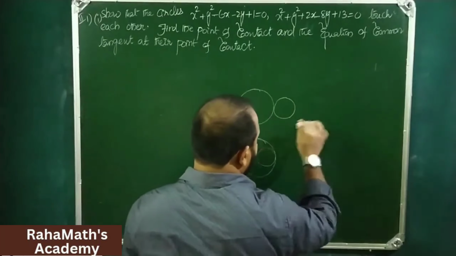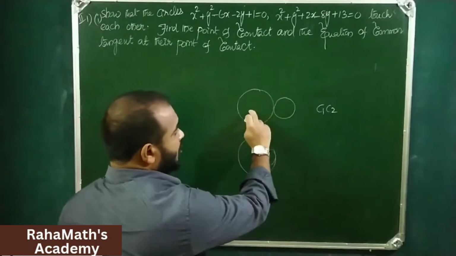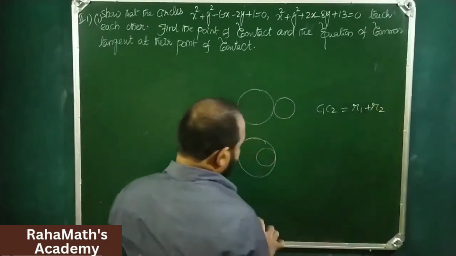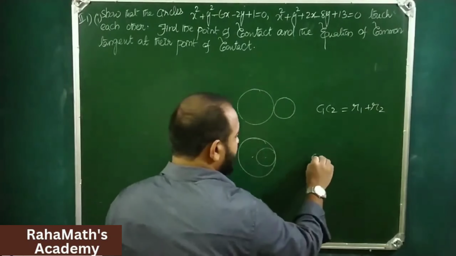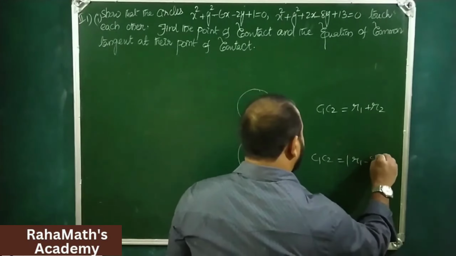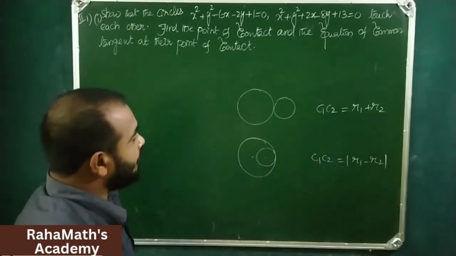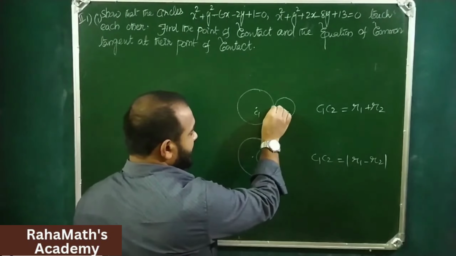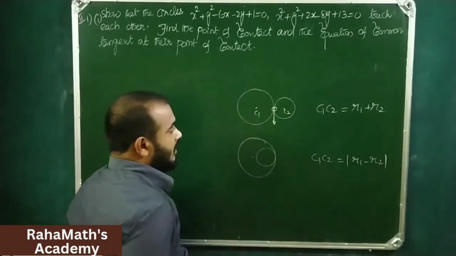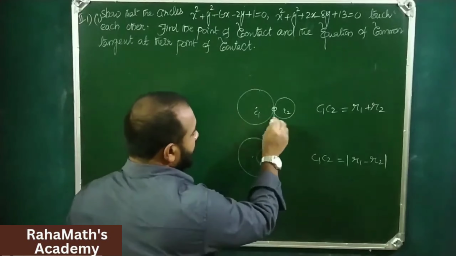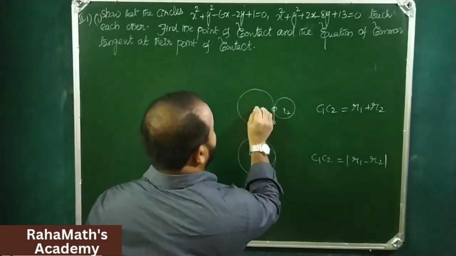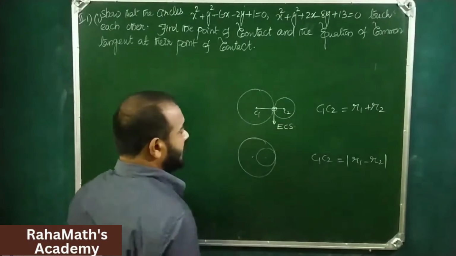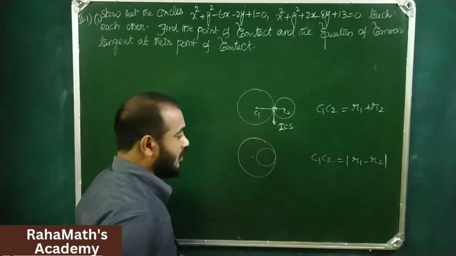If this is the relative position of the two circles, then C1C2 is equal to R1 plus R2. If the two circles touch each other like this, then C1C2 is equal to modulus of R1 minus R2. So if two circles touch each other externally, this is the point of contact, and this point of contact lies in the interior of the line joining the two centers. So this is the internal center of similitude.